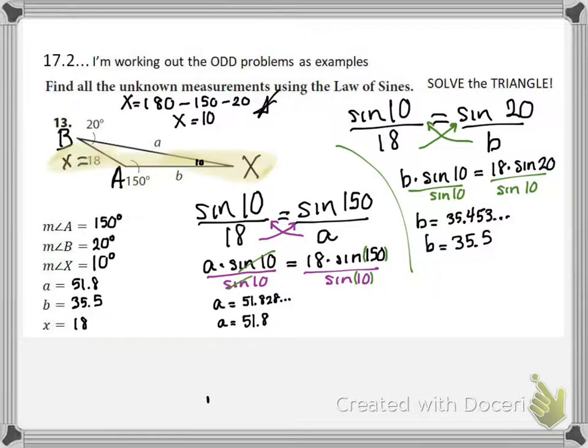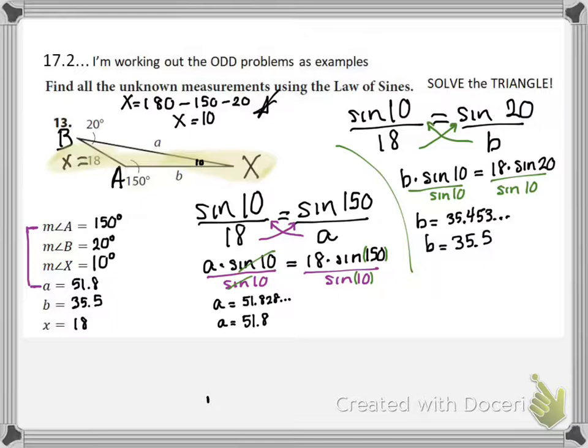I wanted to stop and talk to you for a minute about something else that you should know from last year, something that will help you to know whether you have these at least reasonable. Last year we learned that in any triangle, the biggest side should be opposite from the biggest angle. So my biggest angle is 150, my biggest side is 51.8. Good, A opposite from A, the largest.